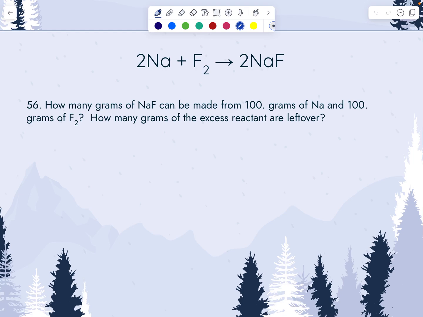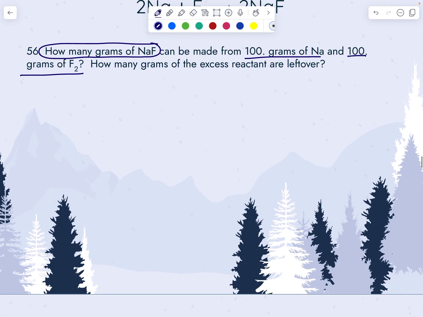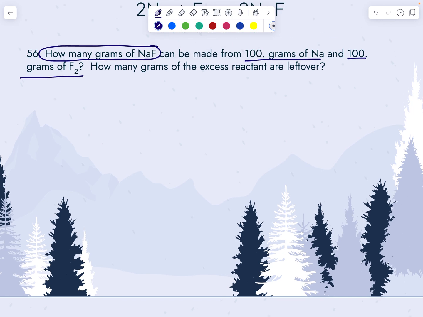Okay, so here's another practice of these type of problems. How many grams of sodium fluoride, NaF, can be made from 100 grams of sodium and 100 grams of fluorine? And then the second part, I'm going to ask, how much of the excess reactant is left over. So the first thing we've got to do is figure out which reactant is the limiting reactant, right? So we go through the steps here.